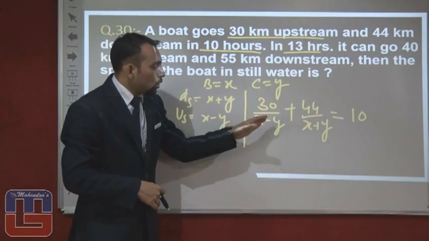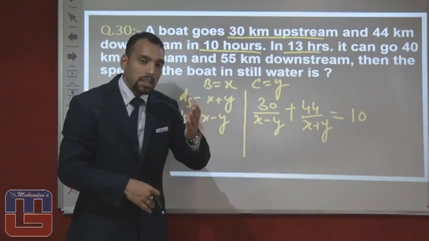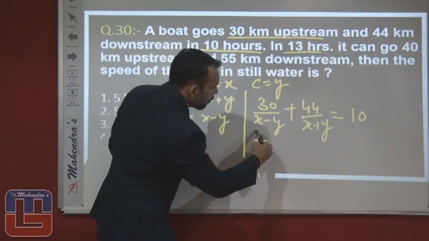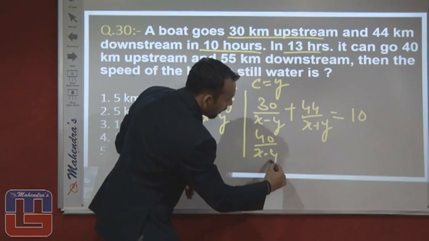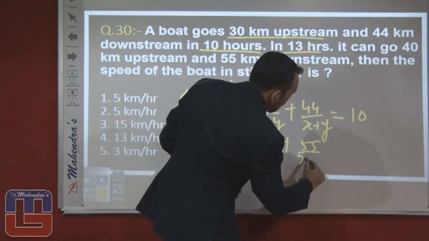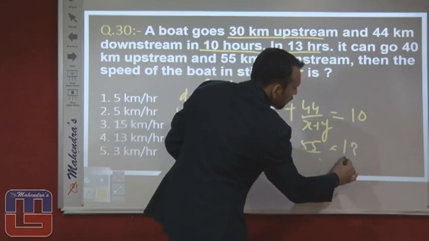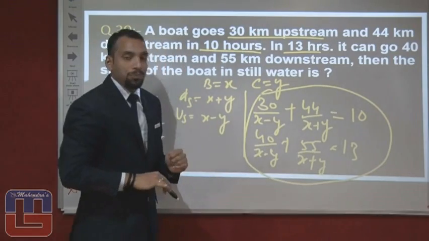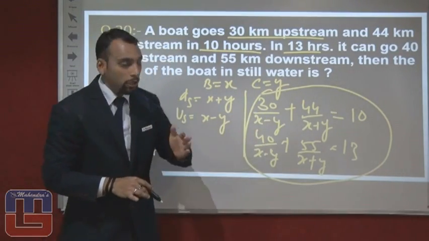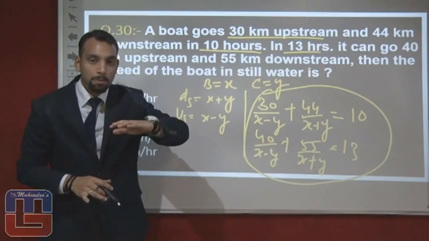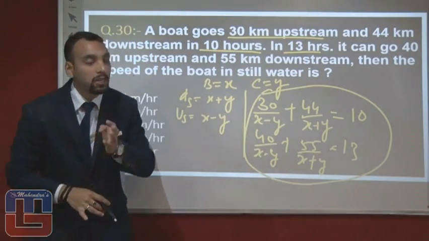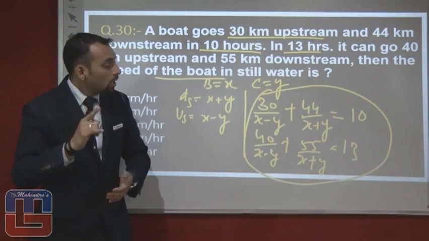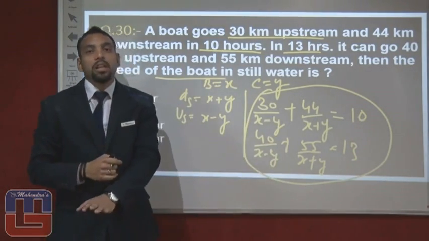Similarly, we can find the second equation. The second equation: in upstream it is 40, so 40 upon x minus y, plus 55 upon x plus y, is equal to 13. Now you will solve these two equations and then you will get the value of x and the value of y. x is the speed of the boat and y is the speed of the current, and what do we have to find? We have to find the speed of the boat. That means we have to find the value of x.